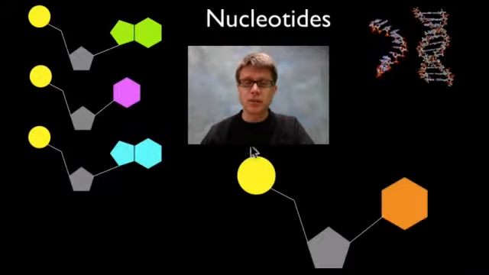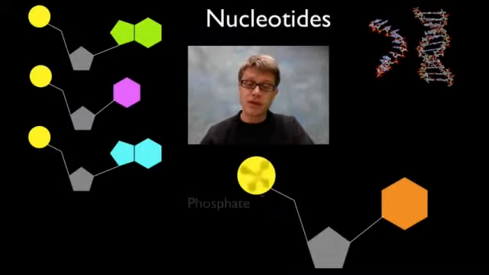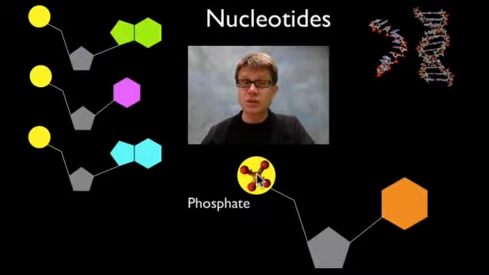So let's look specifically at one. This is one nucleotide right here. A nucleotide is made up of three parts. We've got a phosphate group. That's pictured right here. It's phosphorus in the middle and then oxygen around the outside.